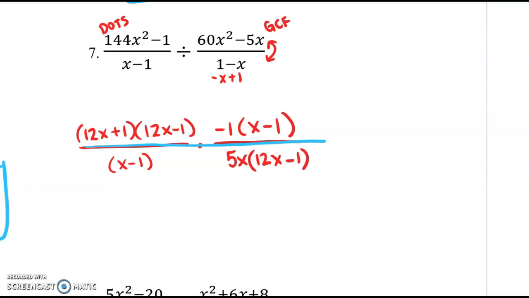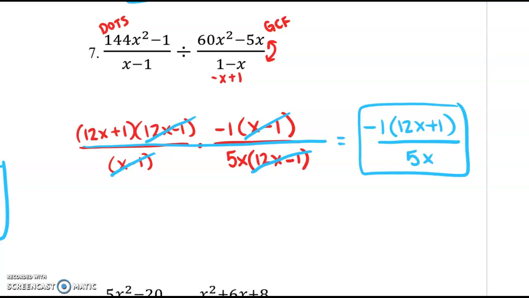So I'm going to make one big giant fraction. The x minus 1's go away, and the 12x minus 1's go away. So I'm left with a negative 1 up top with a 12x plus 1. And at the bottom, it's just a 5x. You could write your answer like this. You could actually write your answer with the negative down there with the 5x, or you could write the negative just out front without the 1. There's lots of other ways we could write our answer when we have a negative 1.